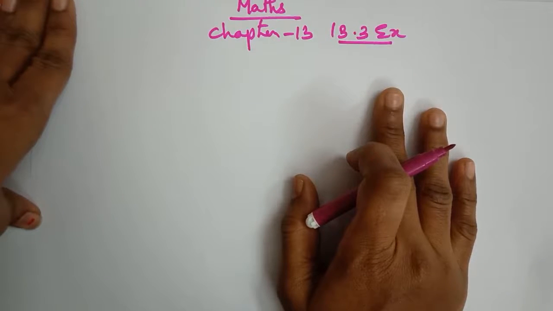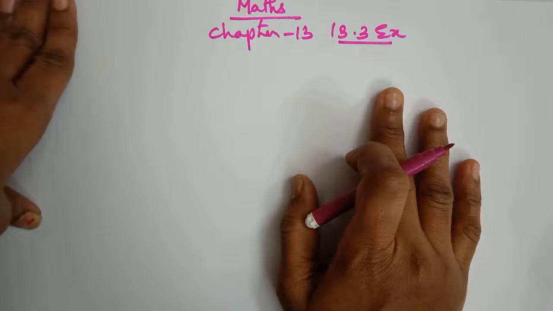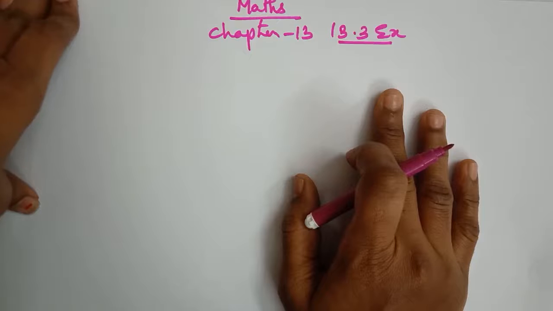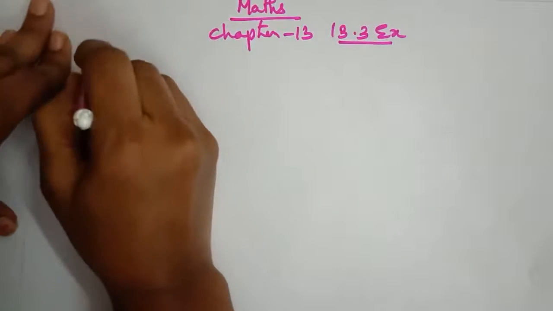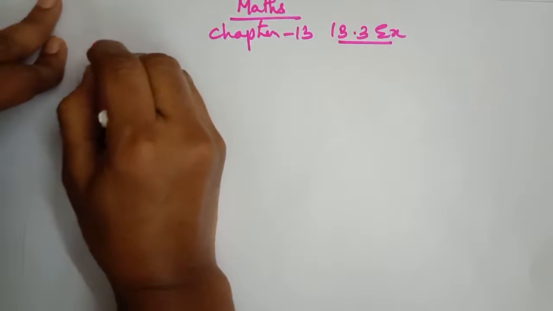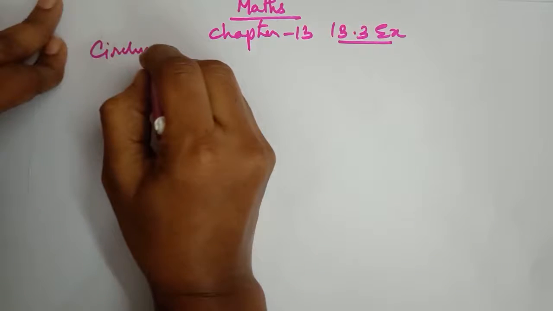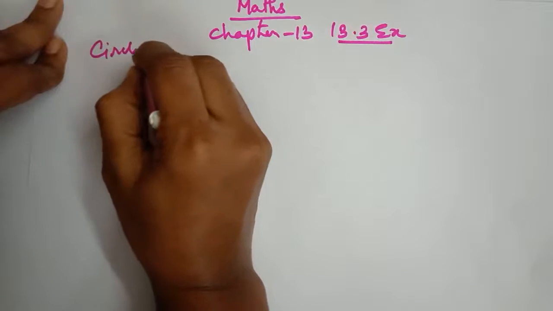Today we are going to see chapter 13.3 exercise. Here, surface area of a right circular cone. Surface area of a right circular cone.